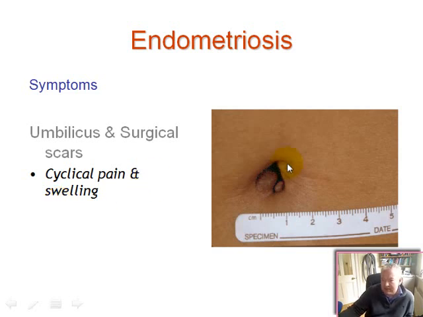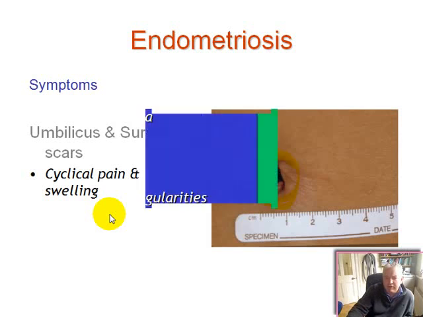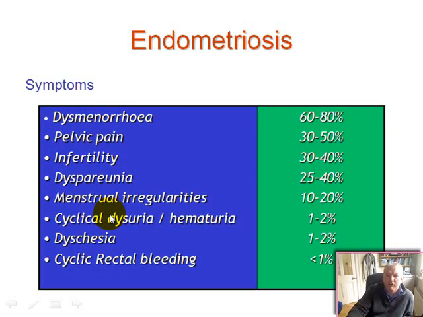This again is a deep purple-black lesion within the umbilicus, which may cause cyclic pain there, and I've seen a few cases of that over the years. So overall, when looking at the symptoms, 60 to 80% of women with this condition will have dysmenorrhea. Up to half will have pelvic pain on an ongoing basis. It is definitely associated in a large number of women with infertility. Lesions, especially in the pouch of Douglas, may cause painful intercourse.